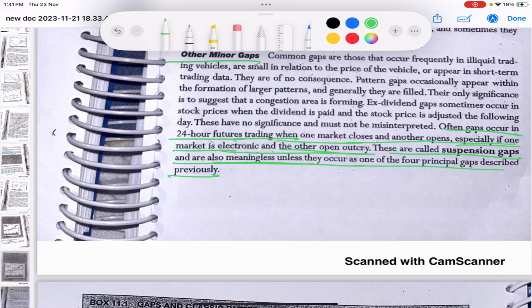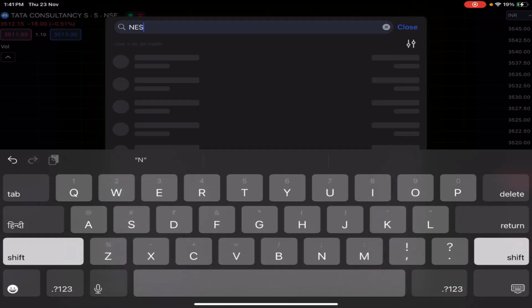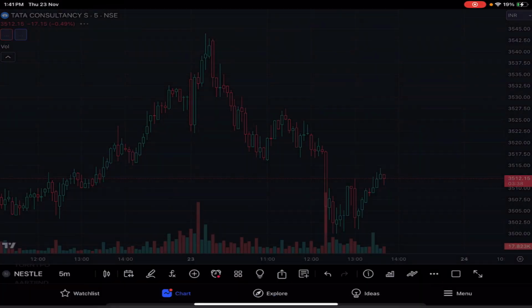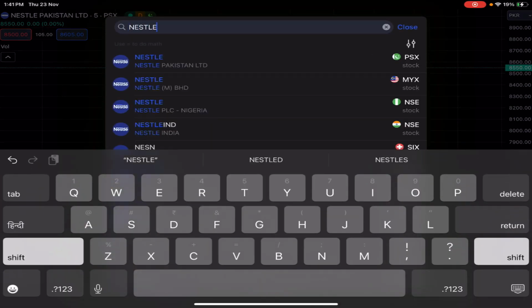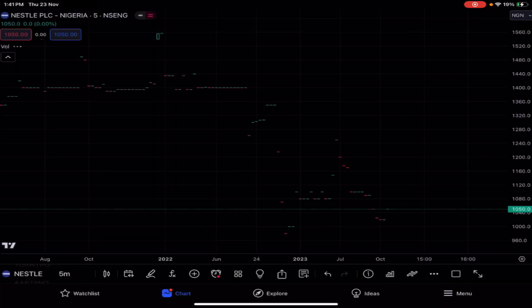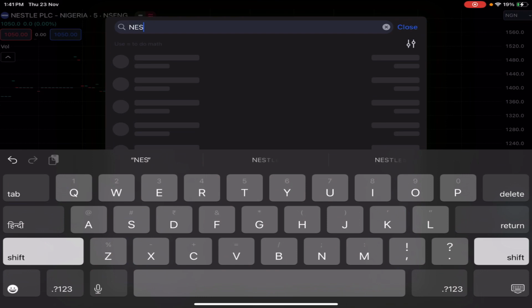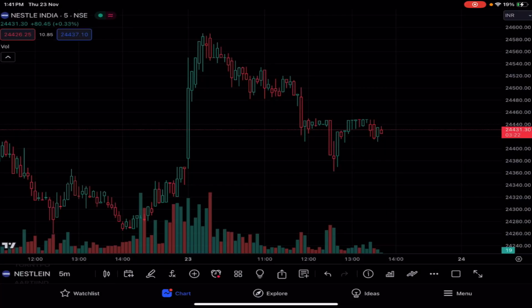So for example, I hope you know a company, Nestle, right? So if I go on Nestle, what happens? Look at this. I just went on Nestle. This is the Nestle Pakistan. It is listed on Pakistan. Now, when you go on Nestle Nigeria, it is listed on the Nigerian market as well. Even though the charts are not looking good, honestly, if you go on, let's say, India, then it is also listed on India.